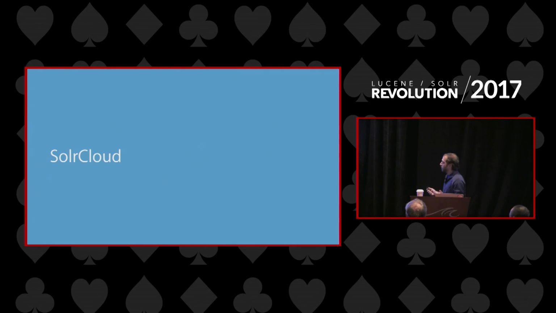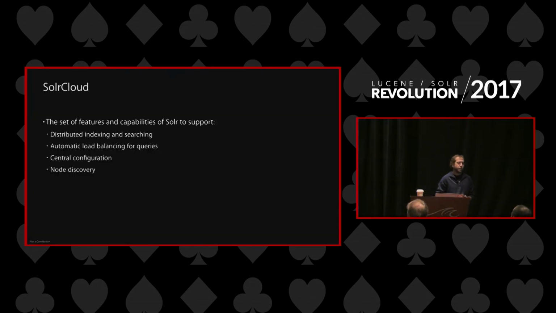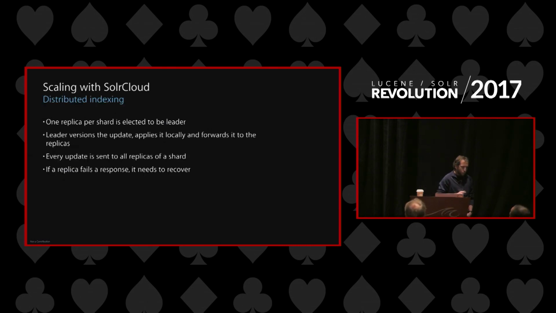So Solr 4 came with SolrCloud. SolrCloud is the set of capabilities that allow Solr to have high availability, distributed indexing, automatic load balancing, all those things that we want in Solr. One of the main features that came with SolrCloud was distributed indexing. So this changes the way the documents are shared across replicas of a shard.